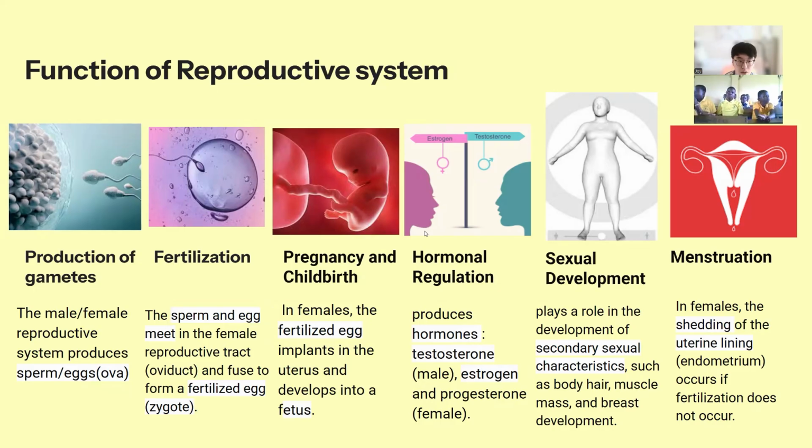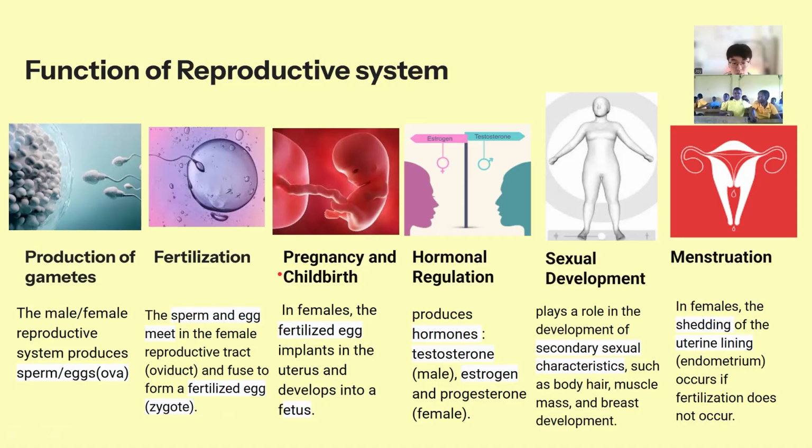So here are some functions of the reproductive system. One function is to produce the gametes. The male or the female reproductive system produces sperm or egg. And the reproductive system also allows for fertilization. Fertilization is when the sperm and egg meet in the female reproductive tract, specifically called the oviduct, and fuse to form a fertilized egg or the zygote.